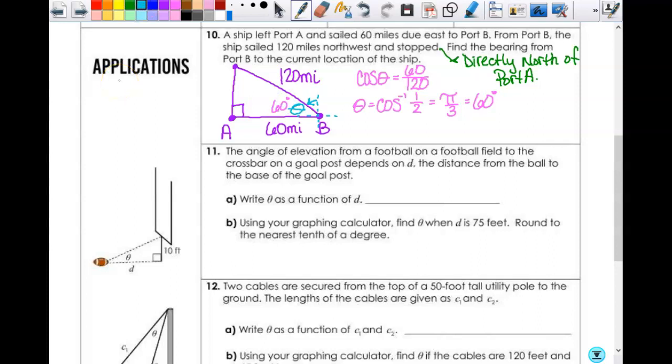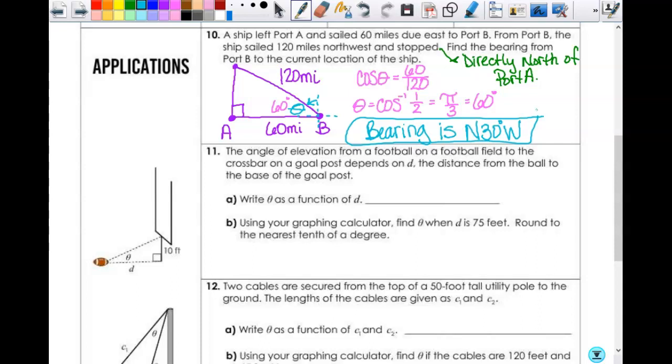So the bearing is, well, almost. What do I write first? I don't just write 30 degrees. No. You always go north or south first. It is north, 30 degrees, where? West. There you go. Never eat soggy waffles.